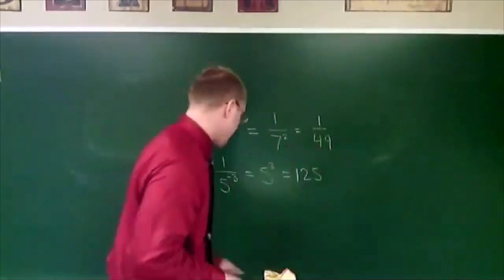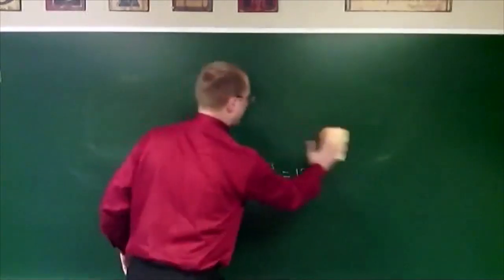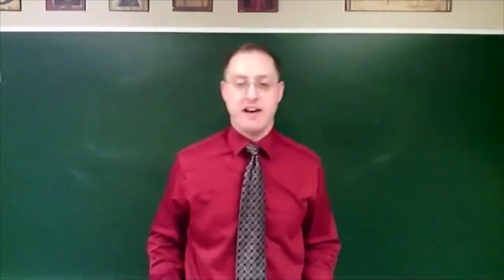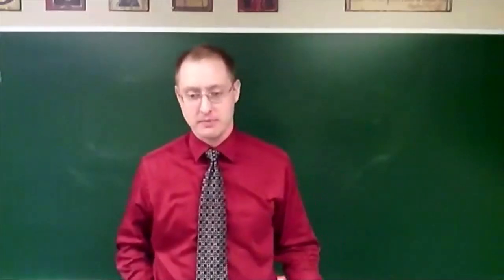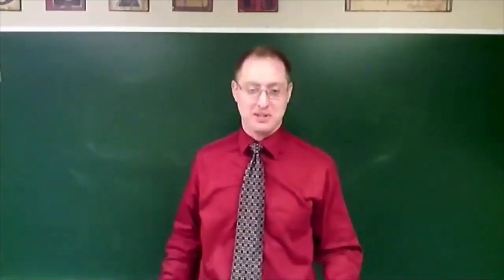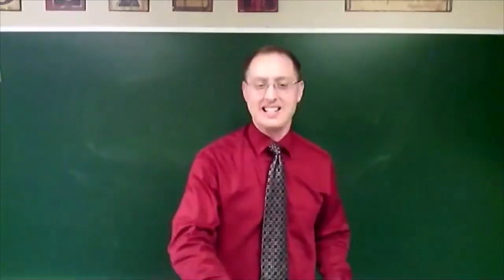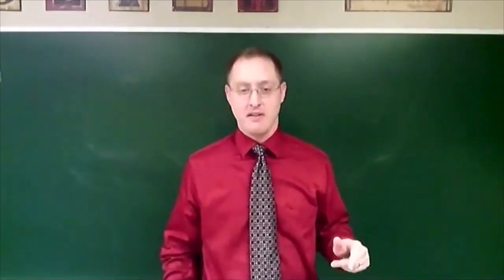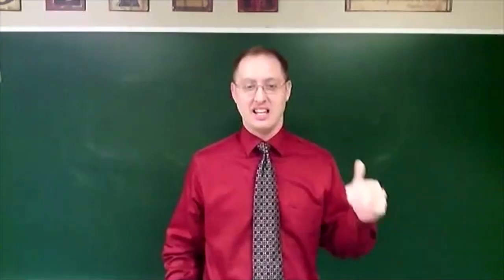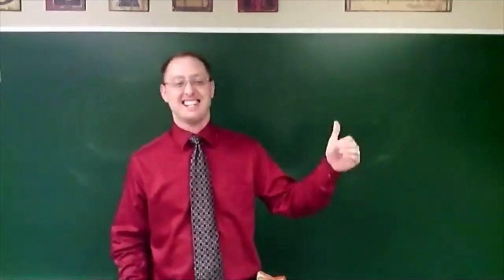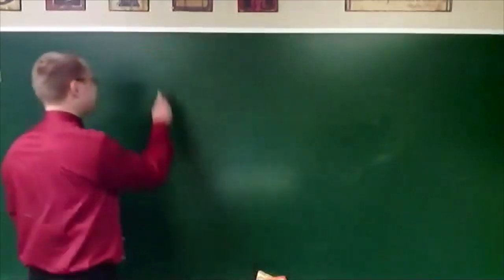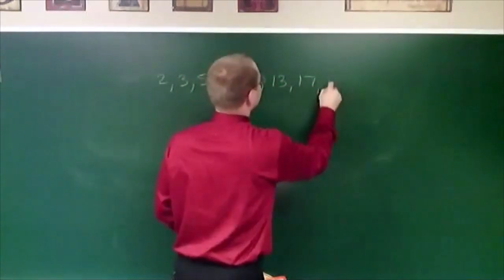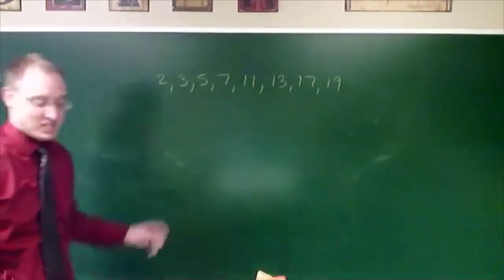We talked about numbers that only have 1 and themselves as factors. What do we call these numbers? Prime. Good. Prime numbers. Let's say our prime numbers together between 1 and 20: 2, 3, 5, 7, 11, 13, 17, 19. Those are your prime numbers.